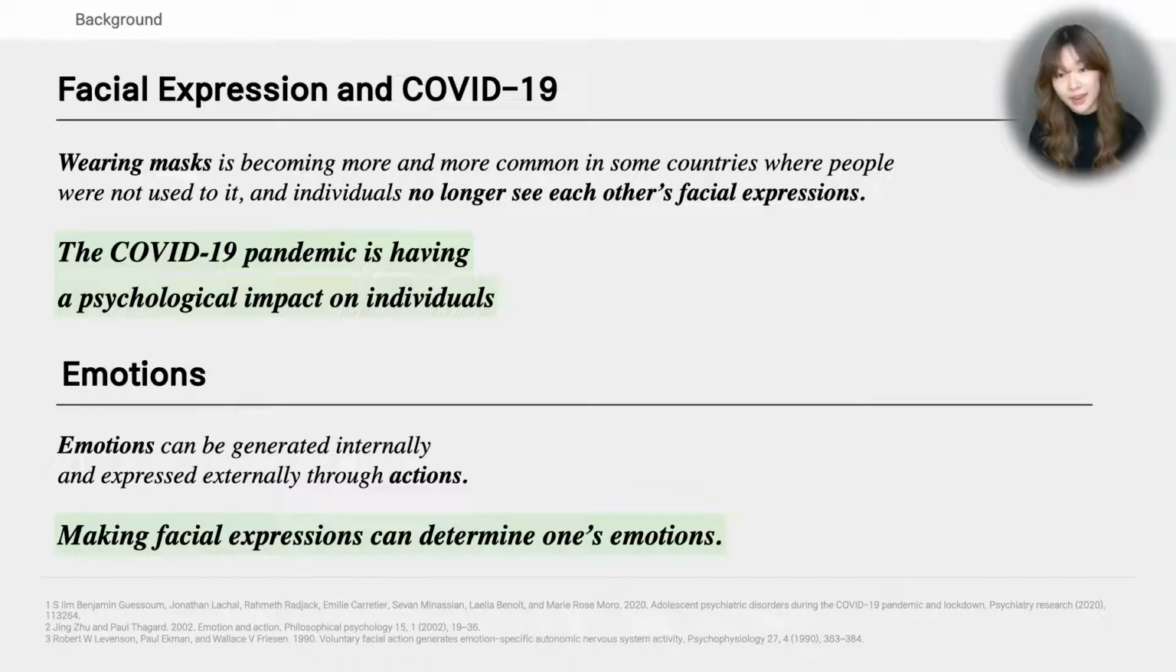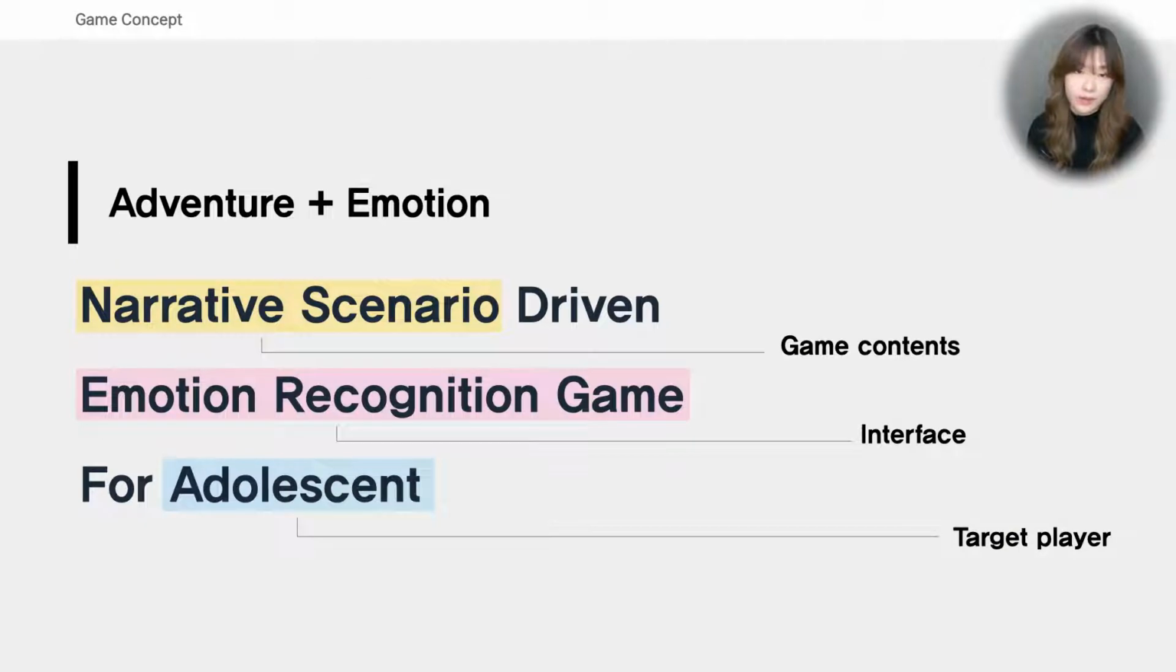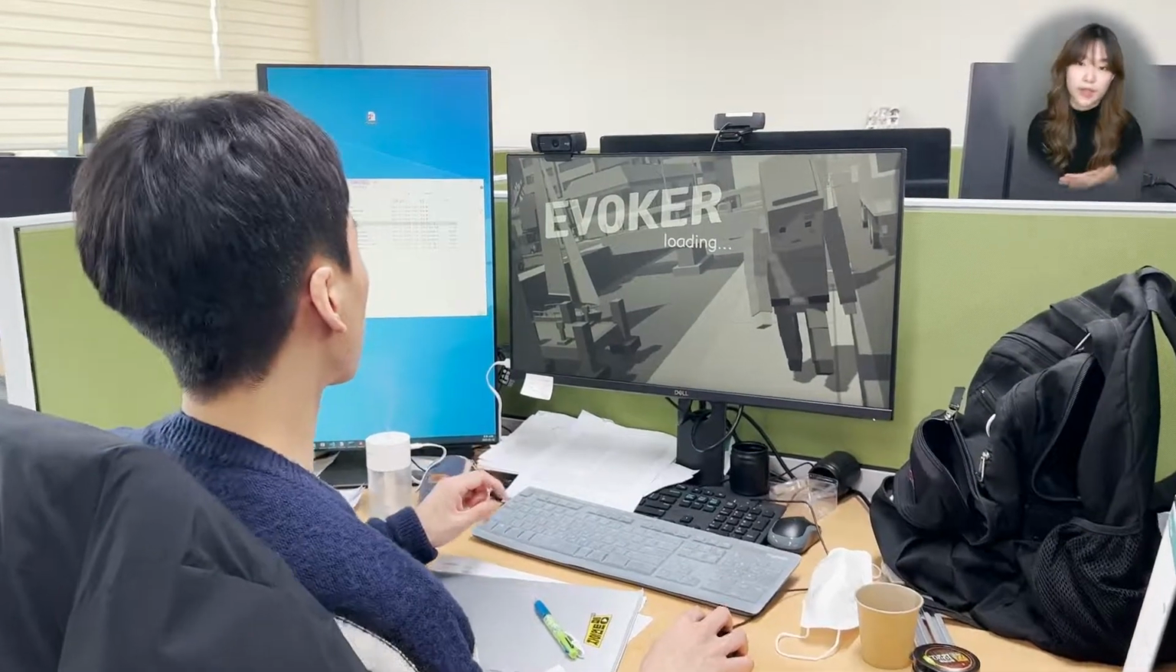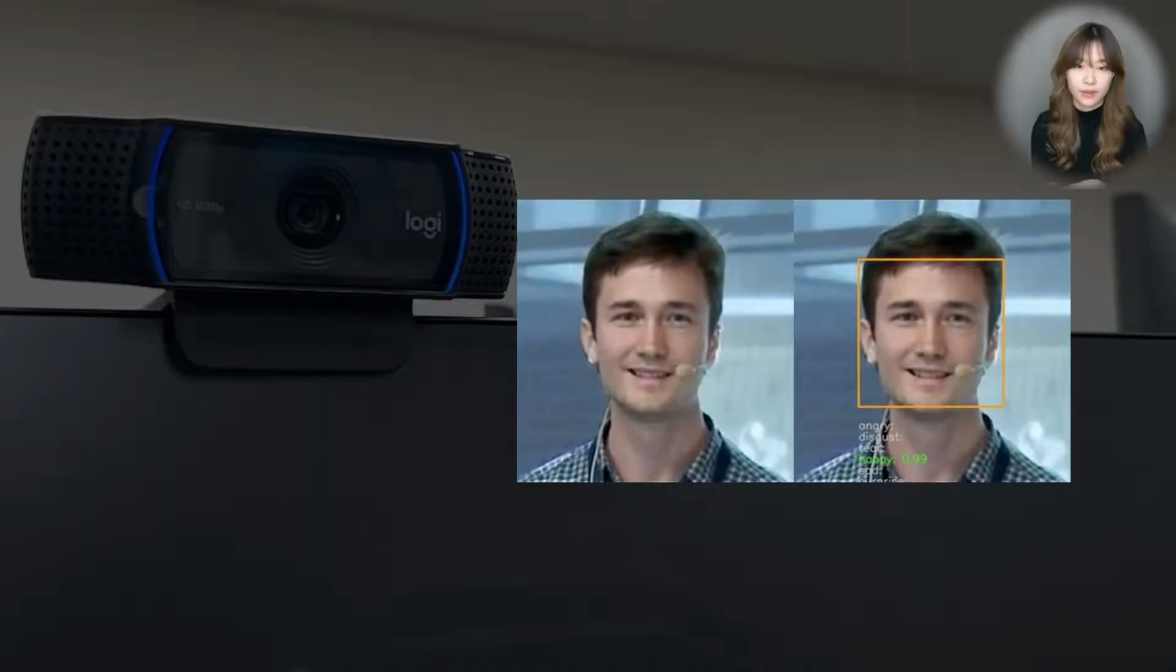Wearing masks every day hinders the chance to see and understand one's facial expressions during conversations. We found that emotions can be generated internally and externally through actions, such as making facial expressions, which can also lead to generating the emotions. Based on the background I mentioned, we designed a narrative-based game that uses real-time facial expression recognition. Players use facial expressions as a new interface in this game.